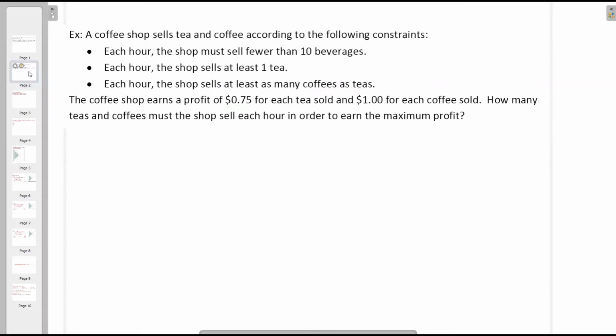A coffee shop sells tea and coffee according to the following constraints. Each hour, the shop must sell fewer than 10 beverages. They must sell at least one tea, and each hour, the shop sells at least as many coffees as teas. The coffee shop earns a profit of 75 cents for each tea sold and $1 for each coffee sold. How many teas and coffees must the shop sell each hour in order to earn the maximum profit?